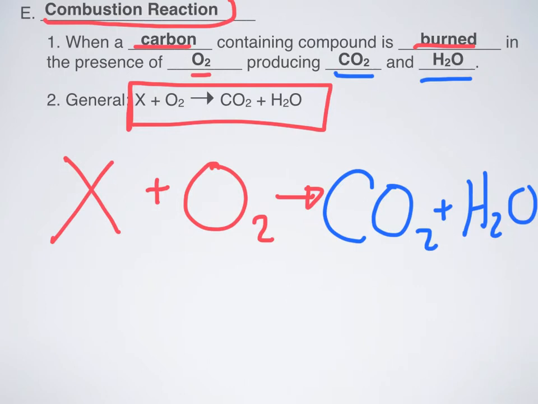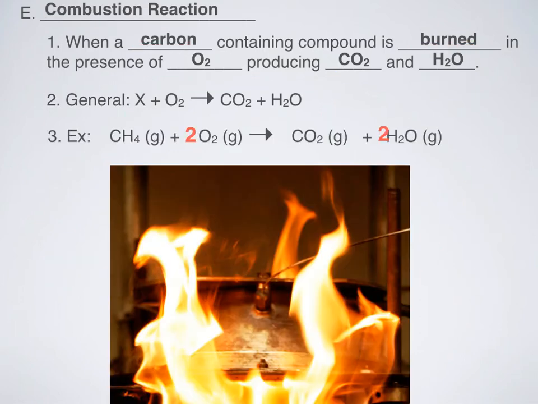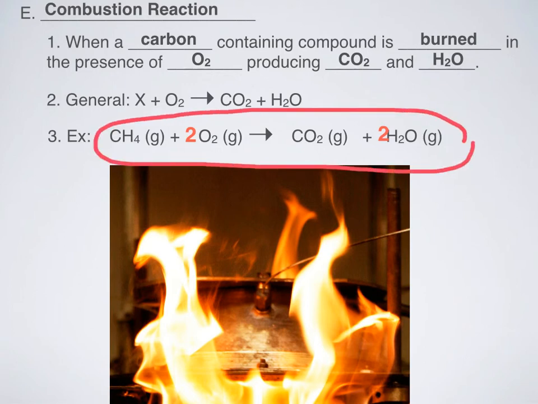So whenever you see a carbon-containing compound, it does have to have carbon in it. It can't just be some other random compound. It has to have carbon. And if you see oxygen, and you're making CO2 and H2O, that tells you it's a combustion reaction. Again, combustion is very, very particular. A really good example of a combustion reaction is right here. We have methane, CH4, and oxygen mixing together to make CO2 gas and also water vapor.